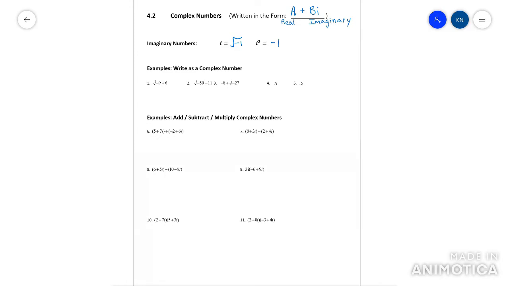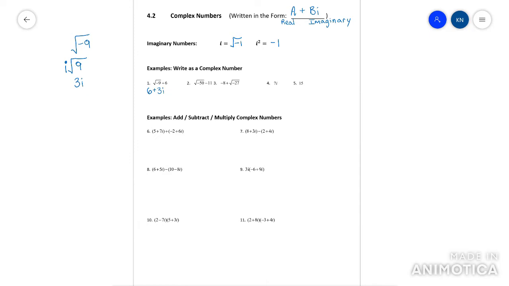Okay, root -9 plus 6, number 1. The root -9 part is the imaginary part. If you watched the previous video, basically you just take an i out and it becomes a positive inside that root. And root 9 is 3, so this is 3i. In terms of writing this as a complex number, the real part generally comes first, so that's the 6, and then plus 3i.